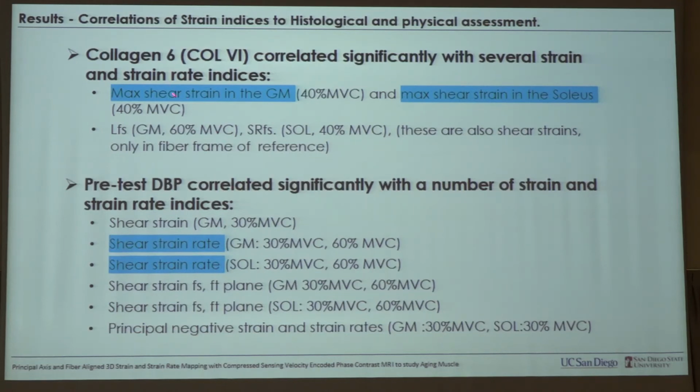And similar analysis, that you saw on that slide, with all these different other parameters, anthropometric and the collagen content. We saw that collagen 6 had a significant correlation with several strain and strain rate indices, maximum shear strain both in the MG as well as in the soleus. One other part of it was the diastolic blood pressure. That also correlated with a whole bunch of other things, but mostly with the shear strain rate, both in the medial gastrocs and the soleus. Again, shear strain is coming out to be the maximum occurrence.